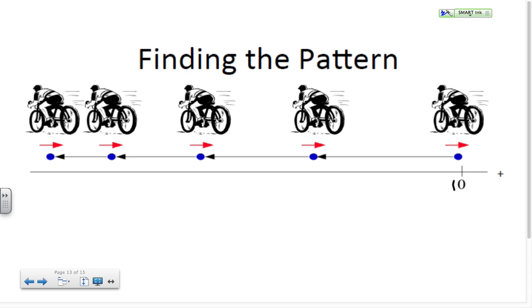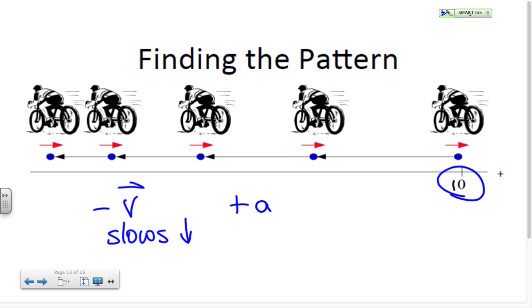All right, so I've got another one here. I've got a bike. This time I have an xi out here at 10. And my velocity is a negative velocity in this case because it's going in the negative direction. I know that in this case my object is slowing down because my velocity arrows get smaller and smaller and smaller. And I can also tell that I have a positive acceleration.